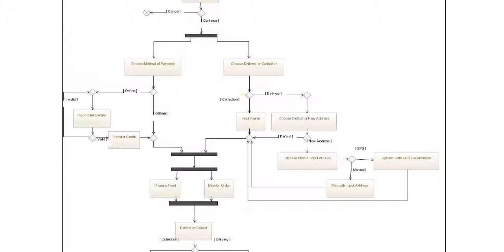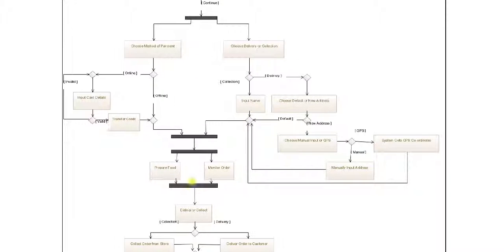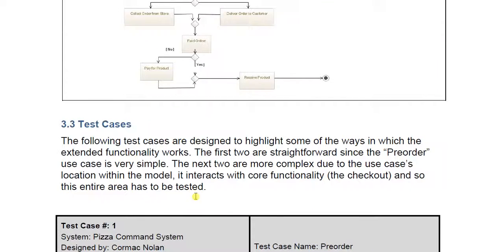So for delivery or collection, if it's delivery, then do you want to choose the default address which is attached to the account? If you do, you choose the default address, it gets delivered. If not, you want to choose a new address. Do you want it to be manual input or GPS? If it's manual input, you manually input it. If it's GPS, you GPS input, and then it merges. They all merge, and it comes back to getting delivered.